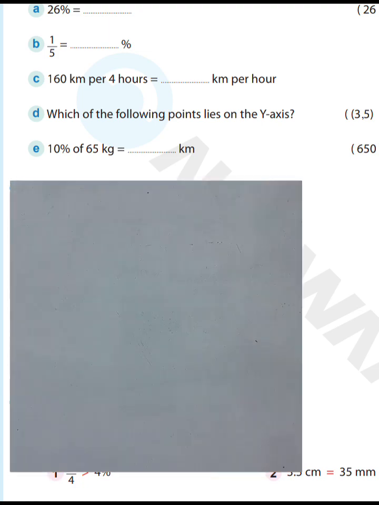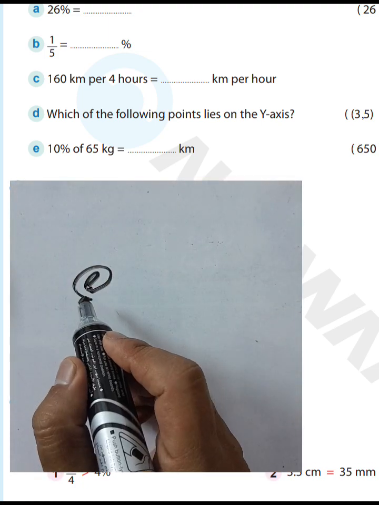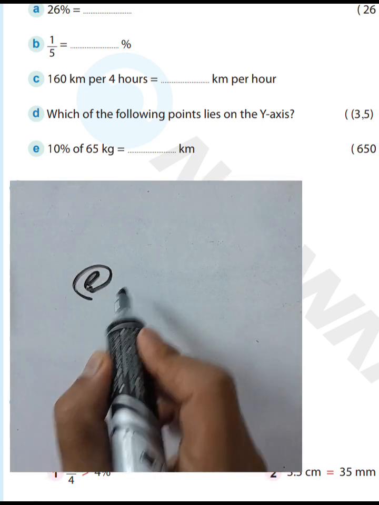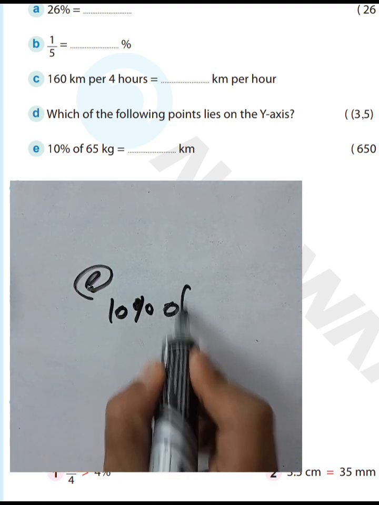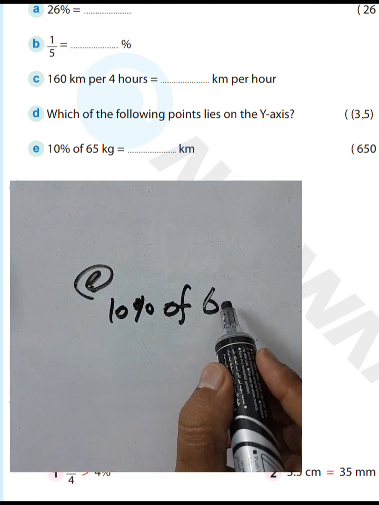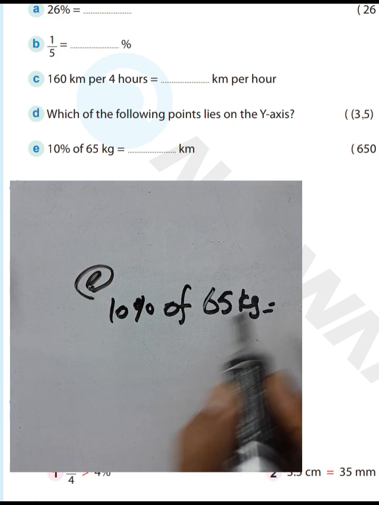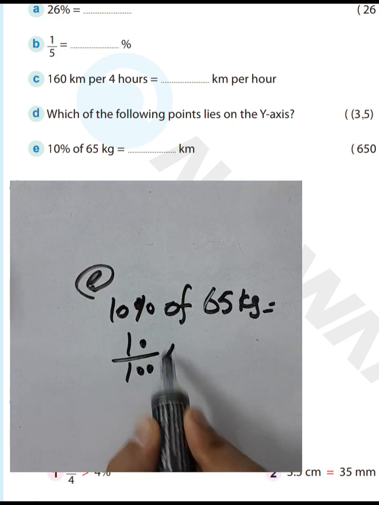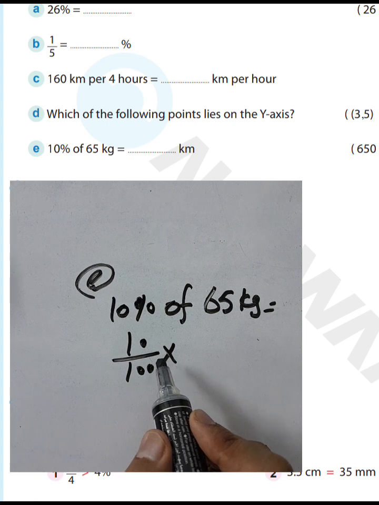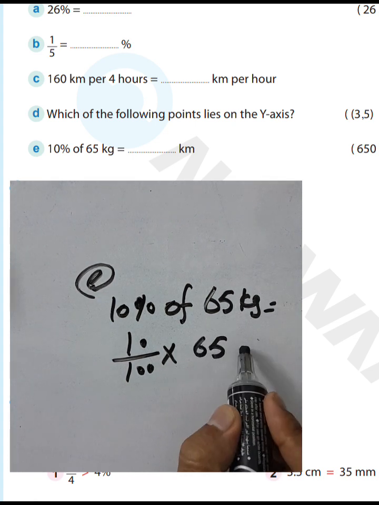Next example, question letter E. 10% of 65 kilogram. You can write 10 over 100 times 65 kilogram to convert.